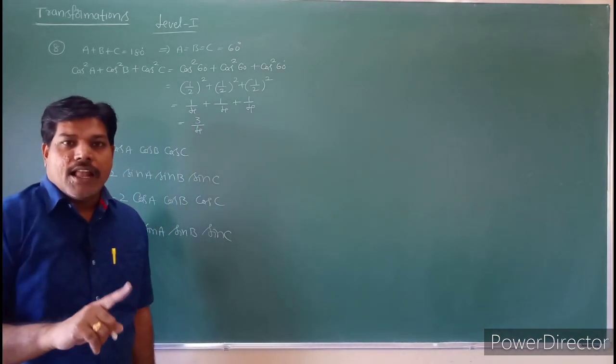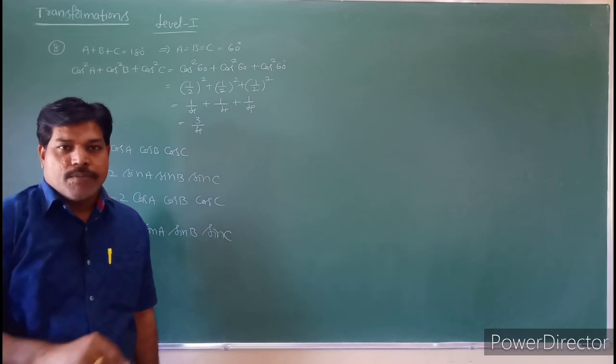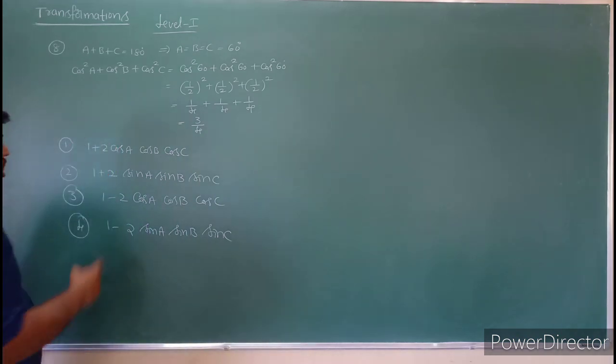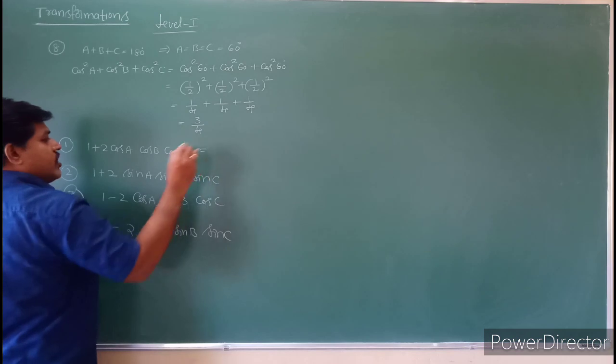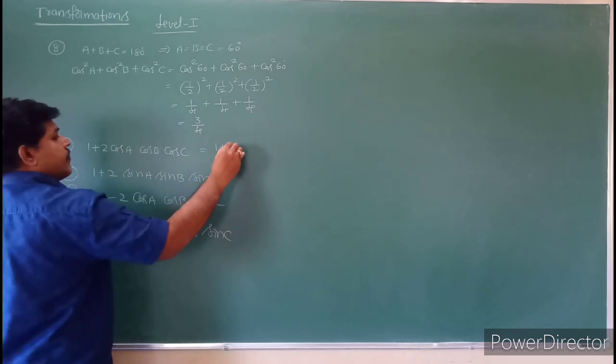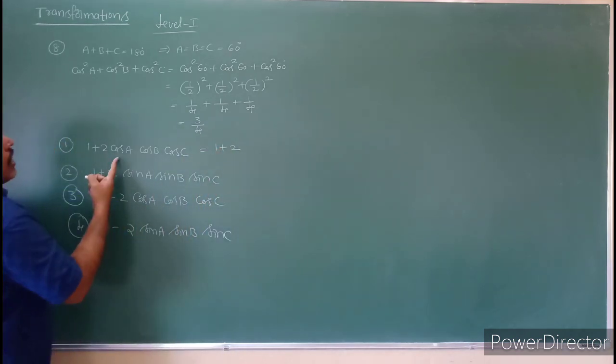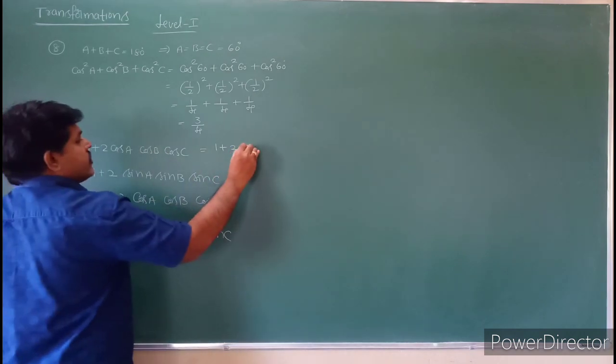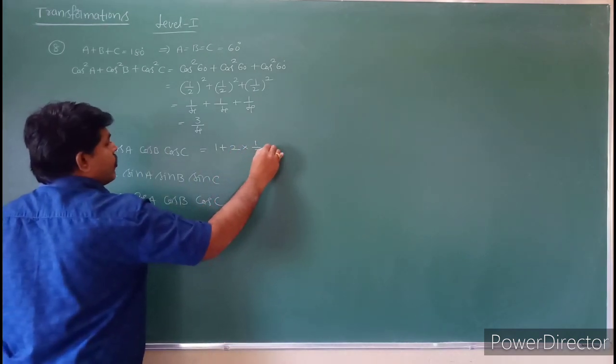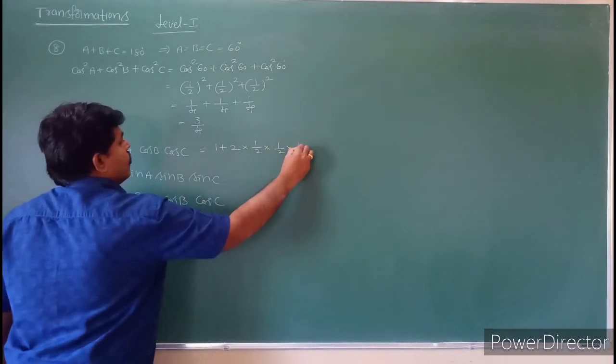So this angle I will substitute in the given options. Okay, take the first option, students. That is equal to 1 plus 2 into cos 60, and cos 60 is nothing but 1 by 2, into 1 by 2, into 1 by 2.